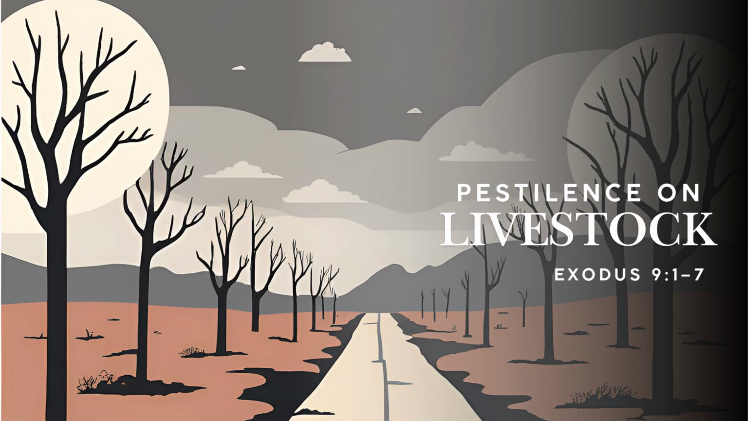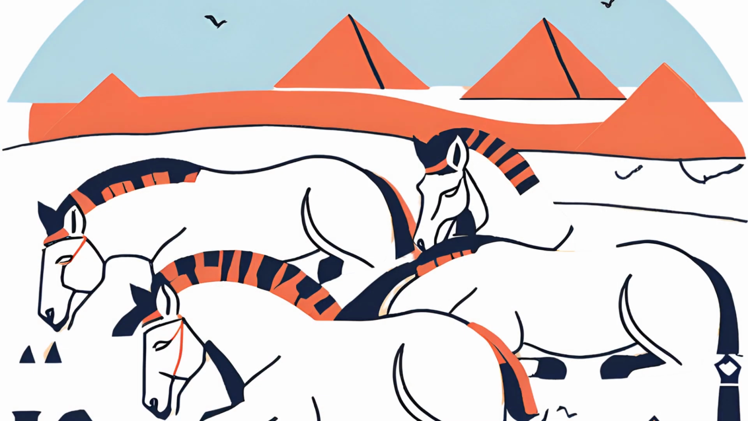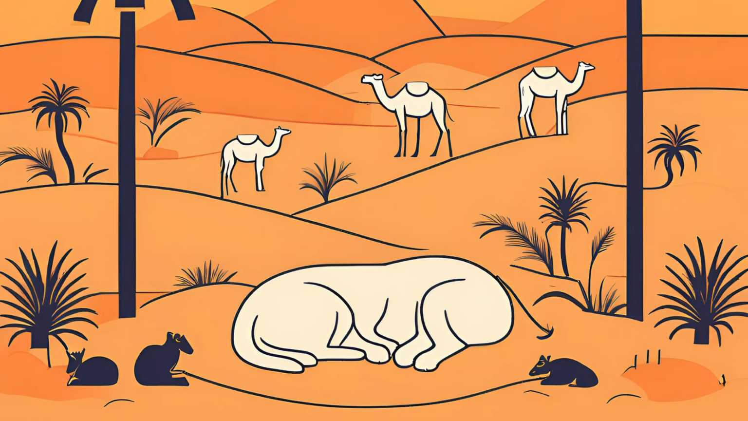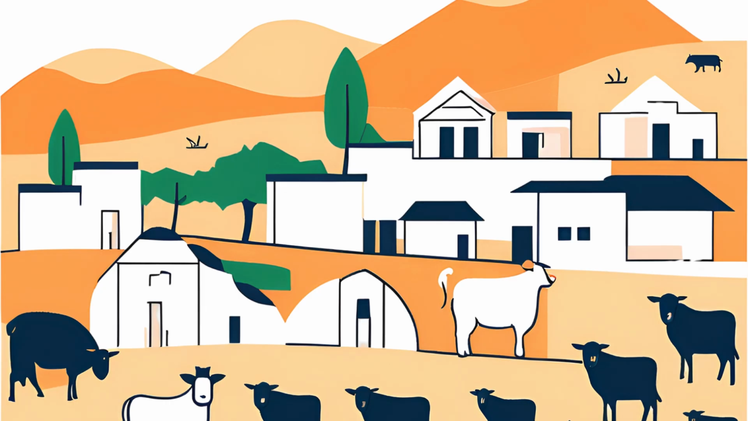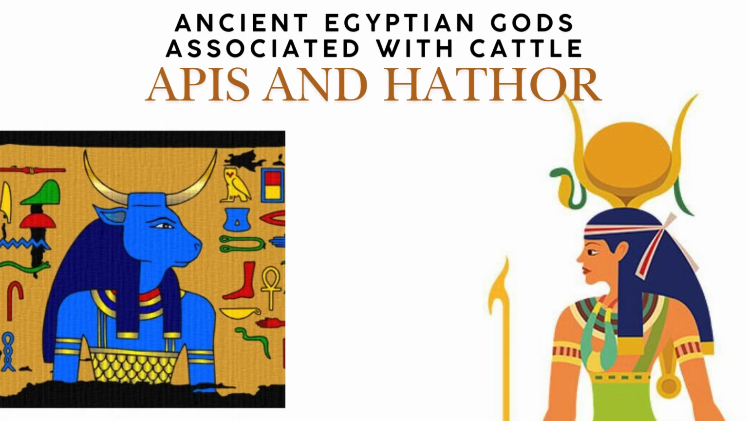5. Pestilence on livestock. This 5th plague was recorded in Exodus 9 verse 1-7. A disease strikes and kills the Egyptians' horses, donkeys, camels, cattle, sheep, and goats, but spares Israelite livestock. Egypt's economic foundation, agriculture and animal labor, is weakened. This plague undermines gods like Apis and Hathor, both associated with cattle.